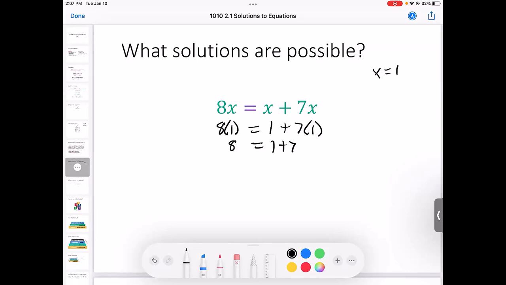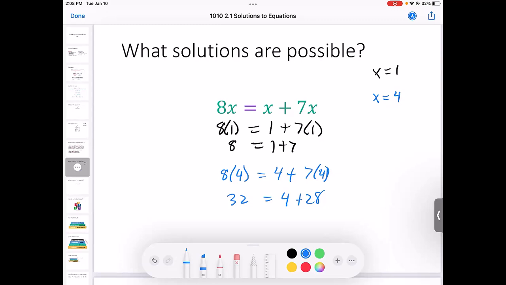So I'm going to choose the number 4. I'm going to plug it in and say, does 8 times 4 equal 4 plus 7 times 4? And that would be 32 equals 4 plus 28. So the one that I chose worked. Raise your hand if your number that you plugged in worked. Okay, awesome.